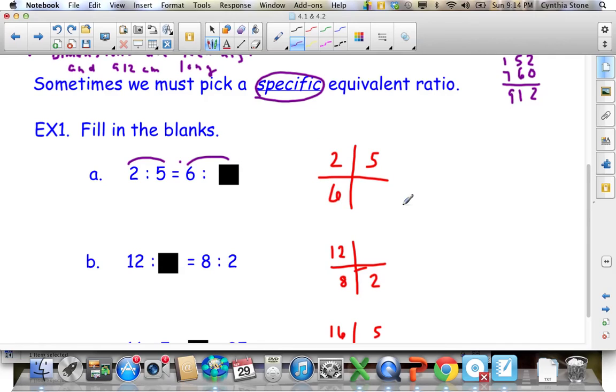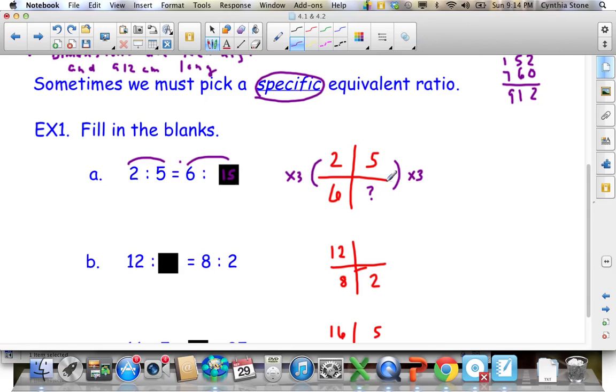What I've done here is I made a T. I put the first ratio on top, 2 and 5. And then on the bottom, I put the second ratio in the same order that it appears. Here I've got a blank because I don't know what that is. So what you do is you look for a mathematical relationship that you can use looking at these numbers. So if I go here, 2 to 6 is multiplied by 3. Then I'll just do the same thing on the other side. If I go times 3, that means this must be 15. So the answer here is 15.